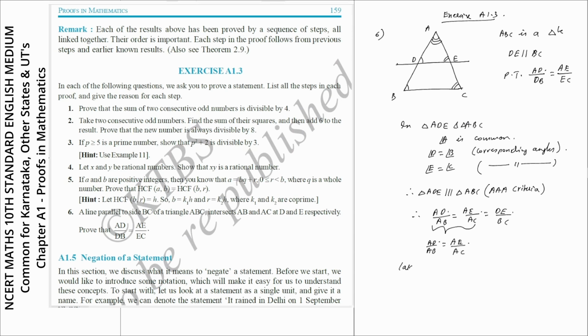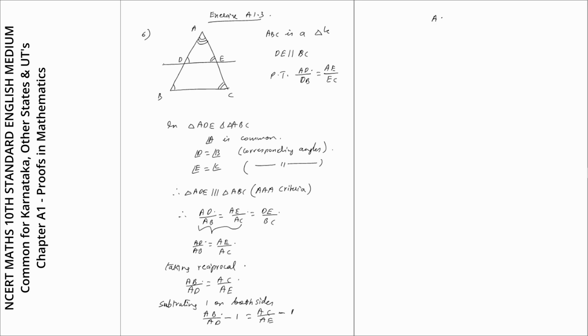Now I'll take reciprocal. If I take reciprocal, numerator comes to denominator, denominator comes to numerator. So it becomes AB by AD is equal to AC by AE. Now I'll subtract 1 on both sides. So I'll get AB by AD minus 1 is equal to AC by AE minus 1. If I subtract 1 on both sides, the value of the equation does not change. Now I can write 1 as 1 by 1 on both sides.